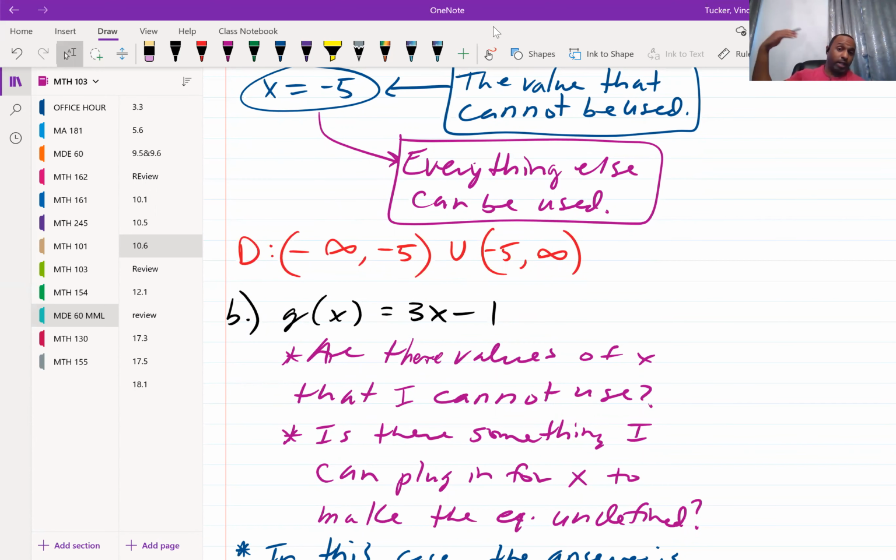So remember before it was -5, plugging in -5 into the denominator gave me 1/0, which would make my function undefined. So that's what happened in our last example. So here you have 3x minus 1. You ask yourself, is there anything I can plug in for x to make it undefined? Just regular numbers.